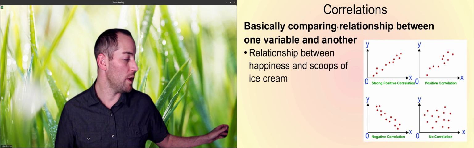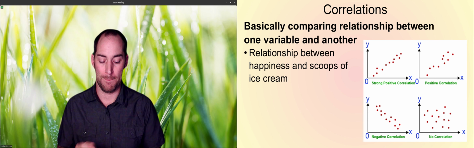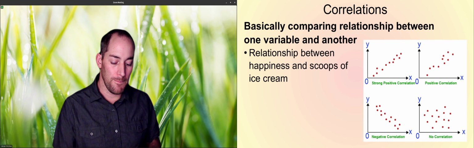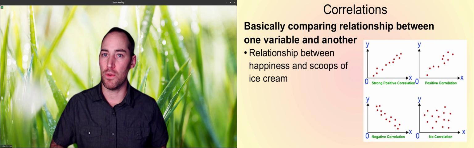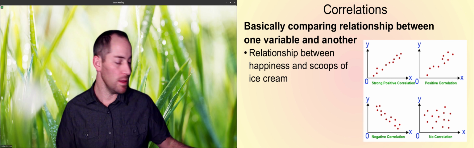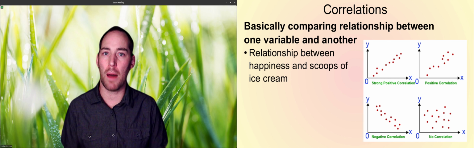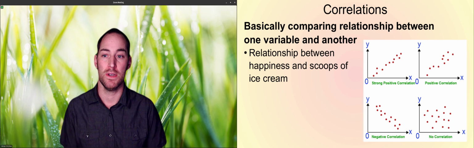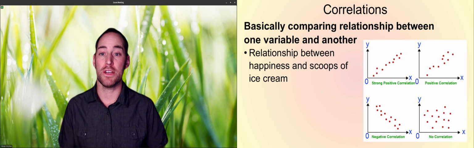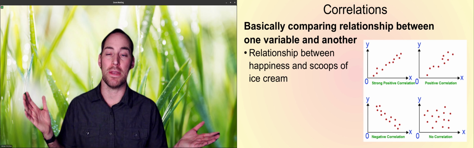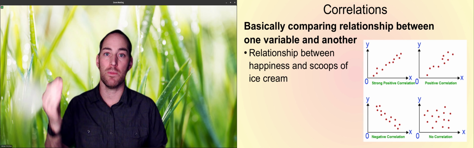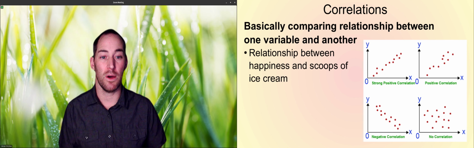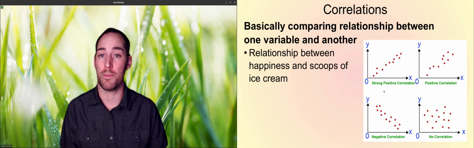Let's talk about what is a correlation. A correlation is probably one of the stats that you will find most commonly. Like in most of the papers you're reading, you'll probably read a lot of correlations. So correlation is a relationship between two variables. So we can look at a relationship between scoops of ice cream and happiness. If I give you 1 scoop of ice cream versus 2 scoops versus 3 scoops, is your happiness going to go up or down? So I would assume it's probably a strong positive correlation.